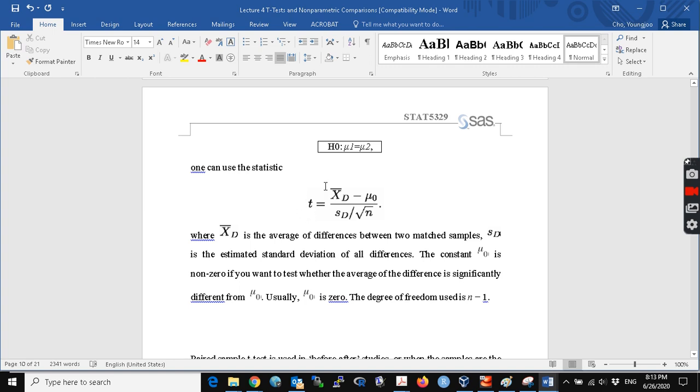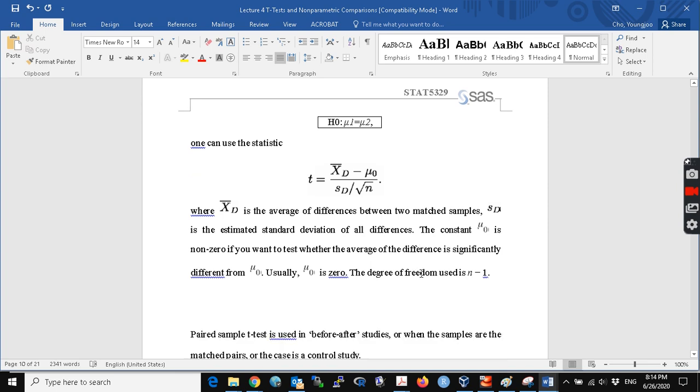For this paired group t-test, the null hypothesis is mu1 is equal to mu2, where mu1 is the mean blood pressure before the treatment, and mu2 is the mean blood pressure after the treatment. And then one can use the statistic with x bar D, which is the average of the differences between two matched samples. S D is the estimated standard deviation of all the differences. So x bar D is computed by taking the difference between the two measures and then taking the mean. And S D is computed by taking the difference between the two measures and then computing the standard deviation of the differences.